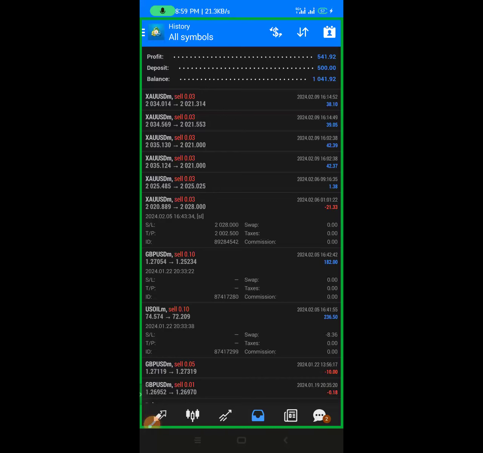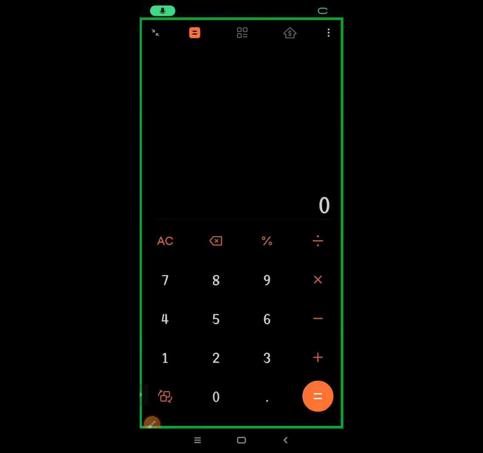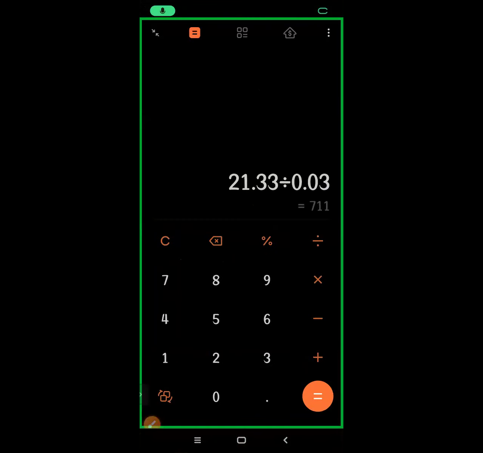Now, let's look at it here. This is 21.33, divided by 0.03. Okay, 0.03. You can see I'm having 711. 711 divided by what? That's 711 points divided by 10. That means I'm risking 71 pips because I wanted to swing the trade. But what later happened, the market kicked me out.